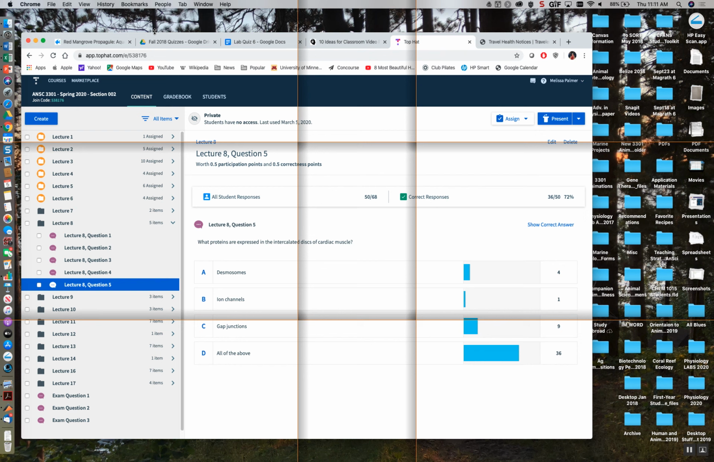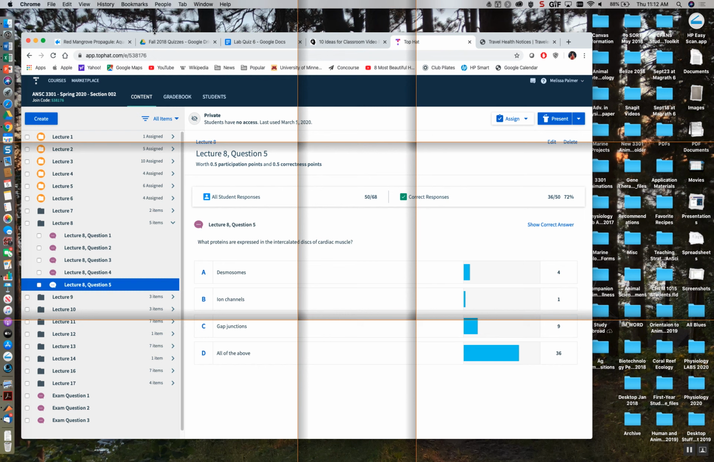Stroke volume is equal to the end diastolic volume. This is the amount of blood that's in the ventricle when it's completely relaxed. This will be the greatest amount, the most blood. Minus the end systolic volume. This will be the amount of blood that's left in the heart when the ventricles are completely contracted.